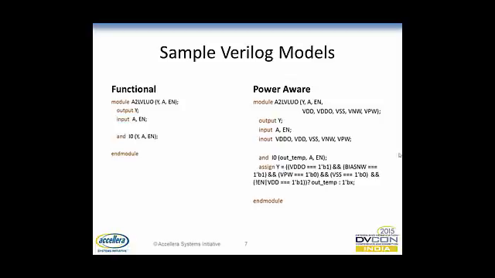In the power aware model, apart from your input pins and output pins, you also have the PG pins, and you need to model how the functionality of your output is impacted by the signal pin as well as the power pins. So it will be self-sufficient, and you don't need to overlay any low power features from the Liberty onto this model to realize the power behavior. So this is the difference between functional and power Verilog models.